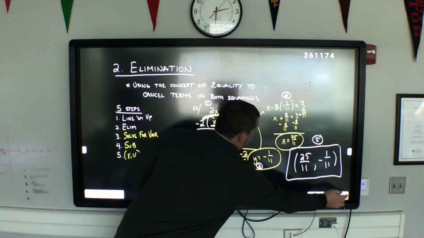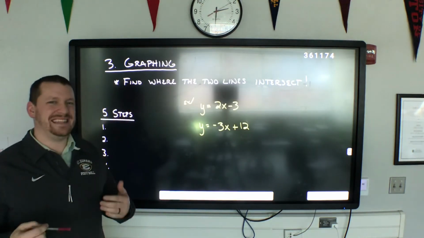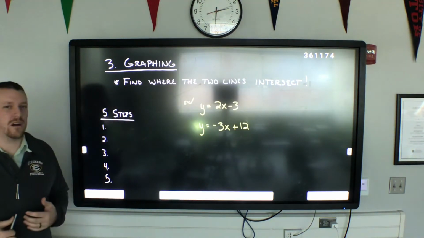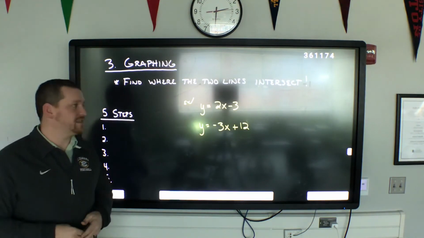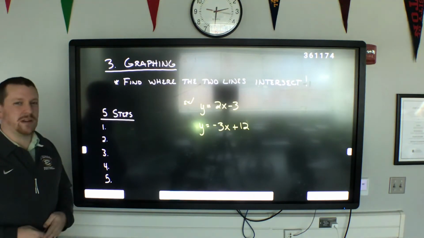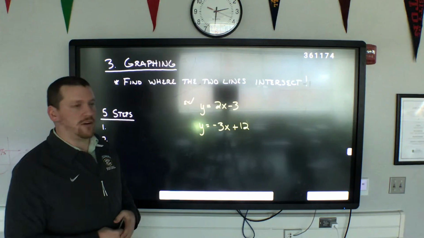All right, and then the last one that we look at is graphing. And this one's the easiest if it's set up well for you. Sometimes it's hard to see if you get fractions and decimals on a graph, but I think there are 5 really simple steps to be able to go through in solving with graphing too.